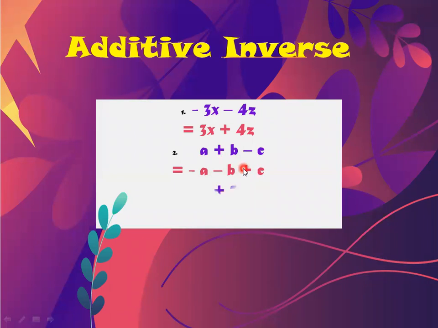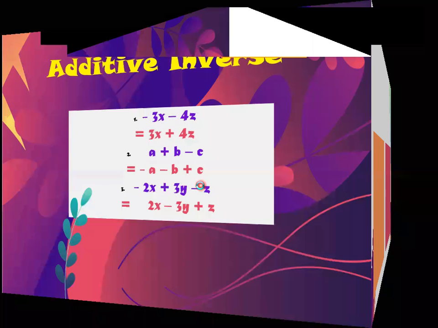Now the last one is minus 2x plus 3y minus z. So what you will write as the additive inverse: minus 2x will become plus 2x, plus 3y will become minus 3y. This is minus z, so it will become plus z. So this is the way to write the additive inverse. And why are we learning this? Because this is a very important step of the subtraction of algebraic expressions.